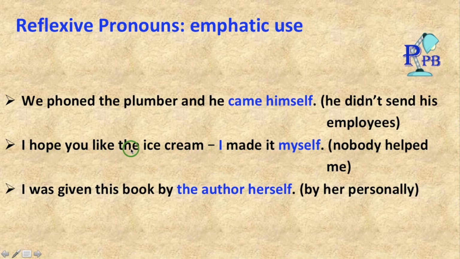I hope you like the ice cream. I made it myself. Nobody helped me. Here, we use myself in order to emphasize that I made it by myself, but nobody helped me. I was given this book by the author herself. Here, this sentence again emphasizes the noun. The author is the noun we emphasize with herself, that is, the author gave it to me personally.